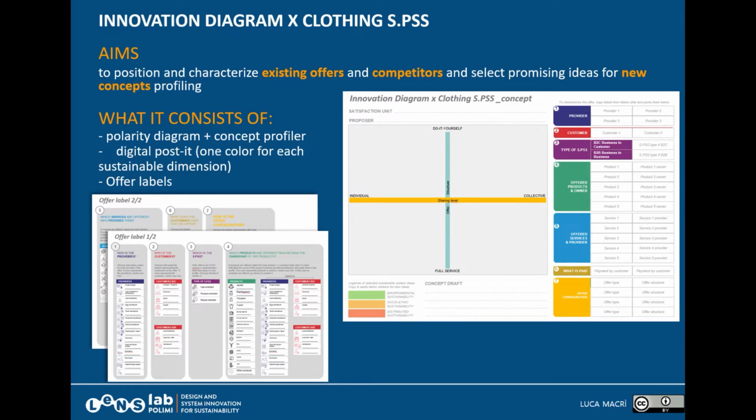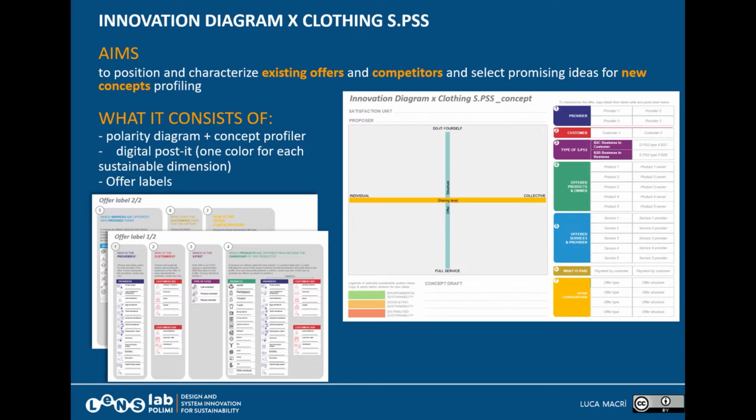Why are there three colors? Because usually you have three dimensions of sustainability. So you remember that in the SDO you have three menu labels that you can switch. So that's why we have three post-its. You're going to work just on the green ones.